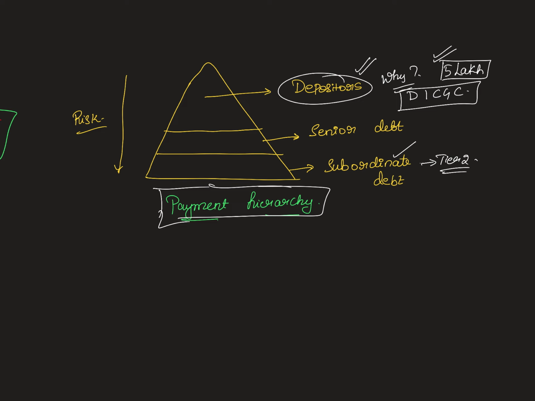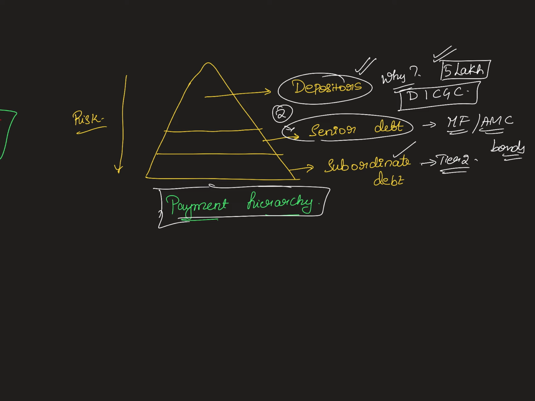Now, there is something called senior debt. This is big institutions like mutual funds or asset management companies that lend money to banks by buying certain bonds. This is called senior debt. What happens if the bank fails in this case? They are paid after depositors. This is the second priority, but before the subordinated debt, because their money is considered essential for the bank's long-term functioning.